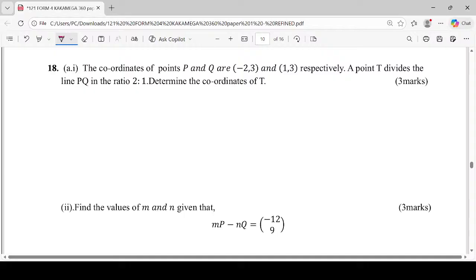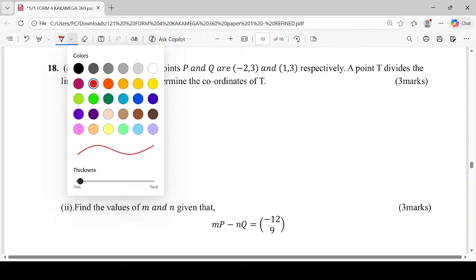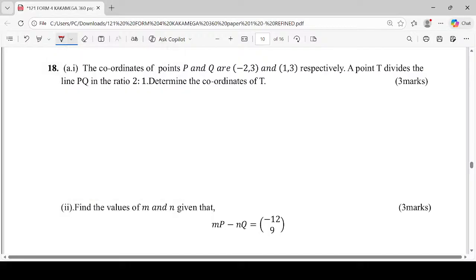So, with this question, it's very important to give a sketch so that you get to understand what is required of you. We have 2 points, P and Q. I can join them to the origin here, O. So we have a point T that divides in the ratio 2:1, meaning this will be 2/3, 1/3.